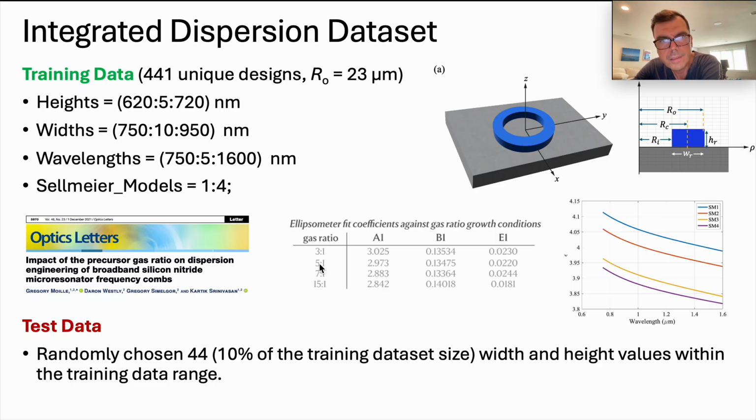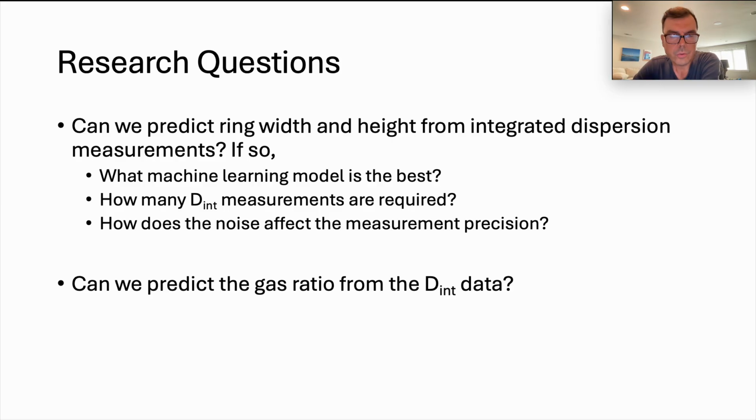For the test data, I wanted to have about 10% of the training data. 441 was the training data length, so I just chose 44. For these randomly chosen integer values of width and height, again I calculated the effective indices. Then from the effective indices, I computed the integrated dispersion values.